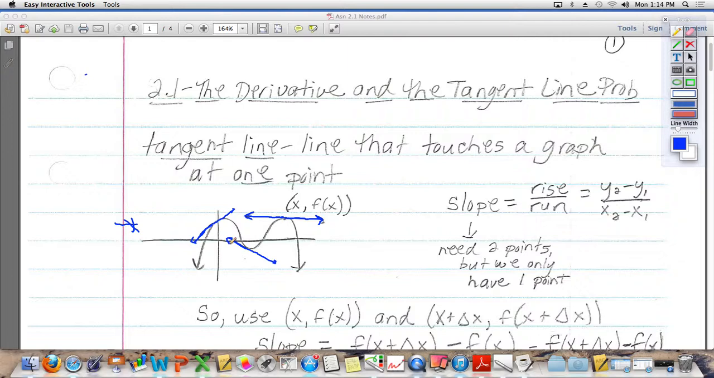And rest assured, the limit part of this is not going to be horrible. You need to have a basic understanding of what limits mean in order to be successful with at least this part. Okay? So first of all, we need to review what slope means. What does slope mean? Okay, it means rise over run. Here's the formula: y2 minus y1 over x2 minus x1.